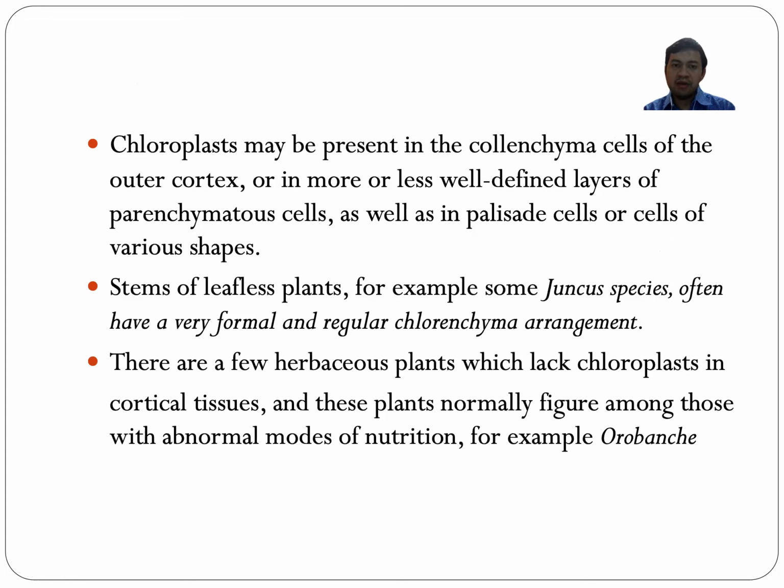And the chloroplasts may be present in the collenchyma cells in the outer cortex, in the layer of parenchymatous cells, like in the palisade cells or in cells of various shapes. Stems of leafless plants, for example Juncus species, often have a very formal and regular collenchyma arrangement. And then there are a few herbaceous plants which lack chloroplasts in cortical tissues, and these plants normally figure among those with abnormal nutrition, for example in Orobanche.